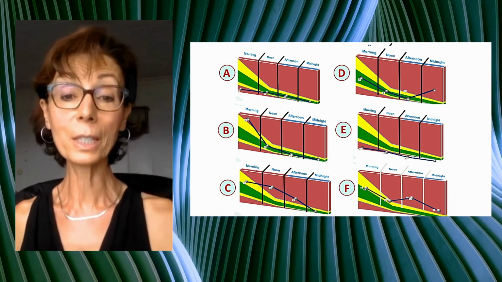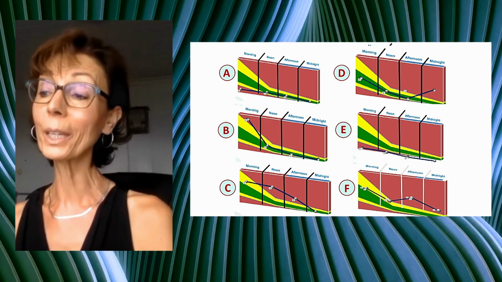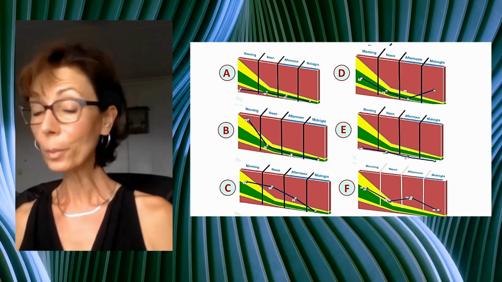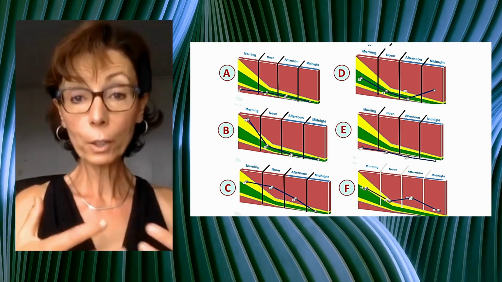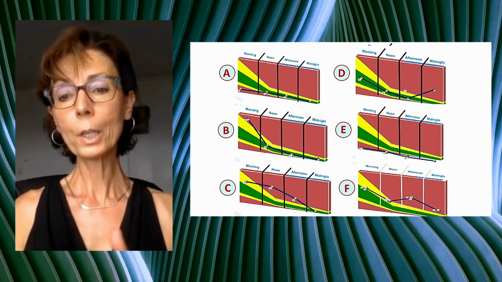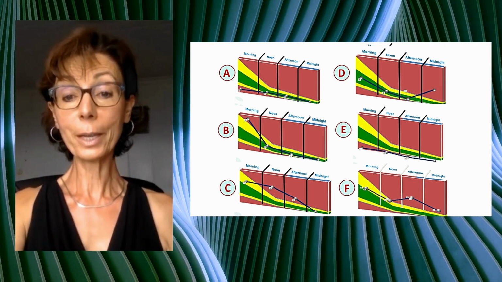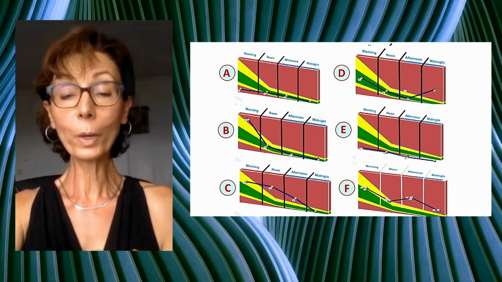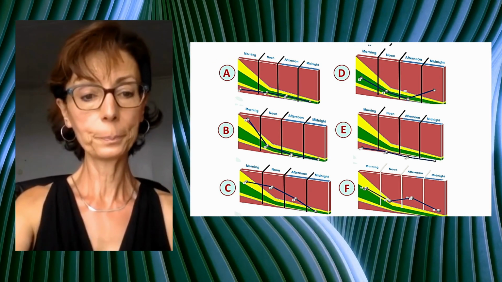The correct answer is C, but it could also be F. Remember that the cortisol can be elevated throughout the day, but you can also have peaks and troughs. Like in F, for example, it never really gets into the normal range, but it does go up and down.